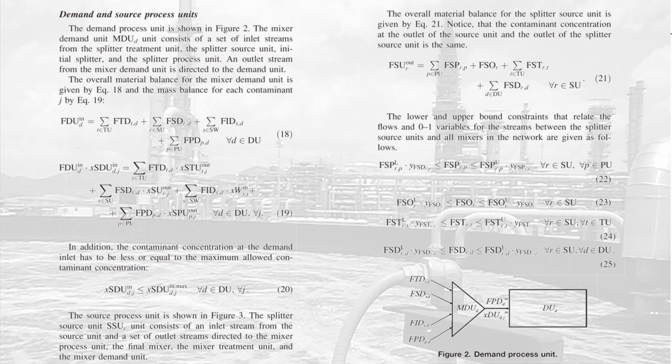The mixer demand unit MDUD consists of a set of inlet streams from the splitter treatment unit, the splitter source unit, the initial splitter, and the splitter process unit. An outlet stream from the mixer demand unit is directed to the demand unit.